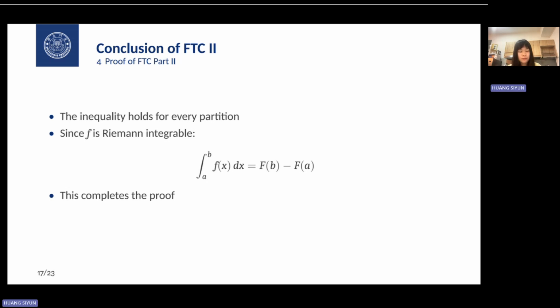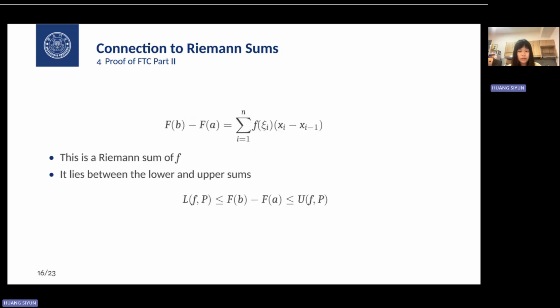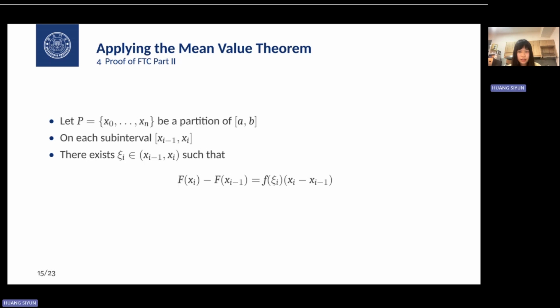In short, the proof of part 2 uses a very clever bridging strategy. The core idea is, instead of directly calculating the complicated integral, we focus on a simpler quantity, the total change in the original function, big F, from a to b, which is F(b) minus F(a). Our mean value theorem translates the change in the function's value over each subinterval into the value of the derivative multiplied by the length of the subinterval.